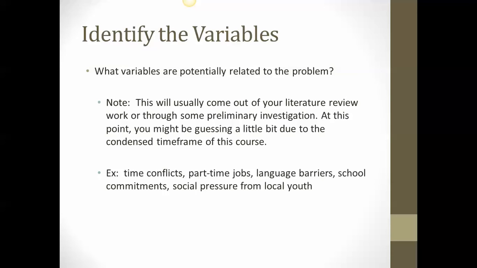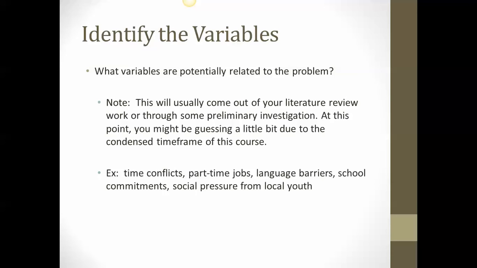So first of all, I would note that this will usually come out of your literature review work or some other preliminary investigation. So you'll start to see those variables coming up when you do some research, and then you want to continue to pursue those variables. So you're not just making it up, you're actually grounding it in some research. In this course, we might be guessing a little bit because we just have a condensed time frame. You don't have enough time to do a full-blown lit review and such, but hopefully coming out of your work in weeks 1 through 3 of the course, you've identified and you're able to ground these variables in some sort of research anyway.